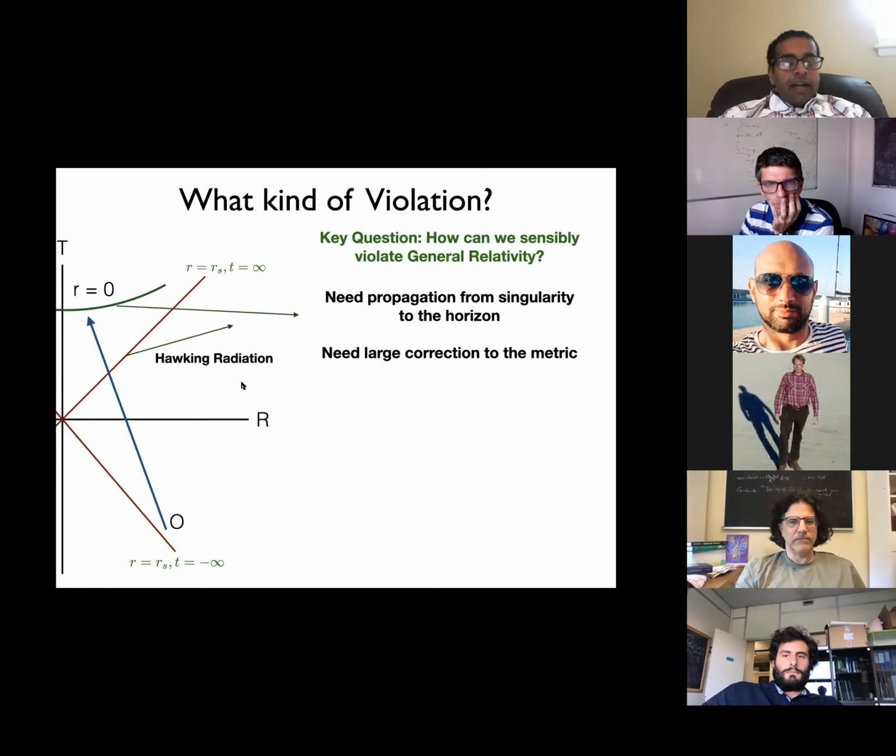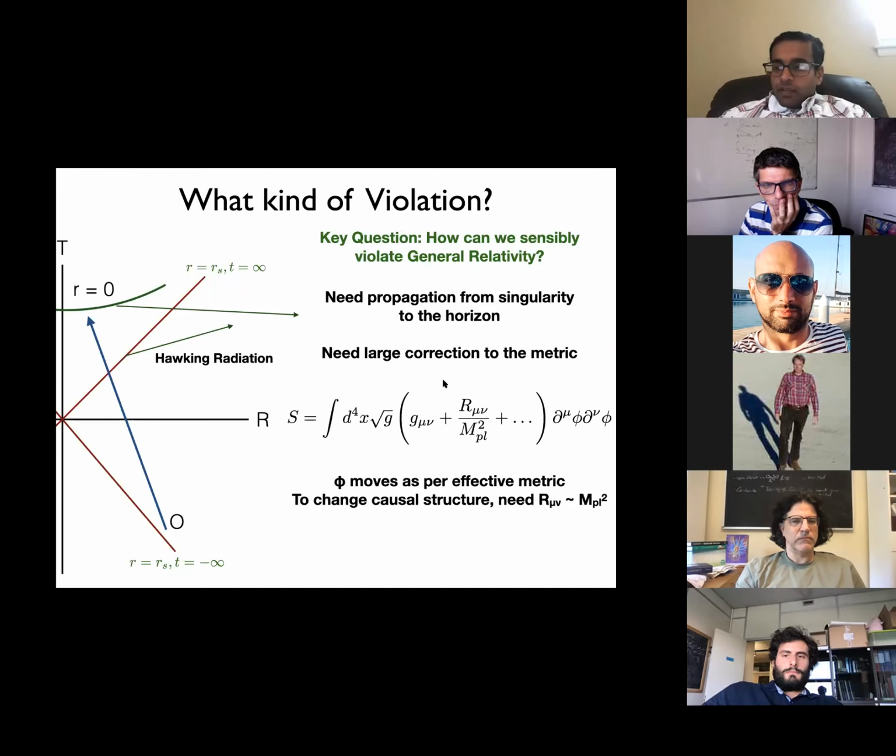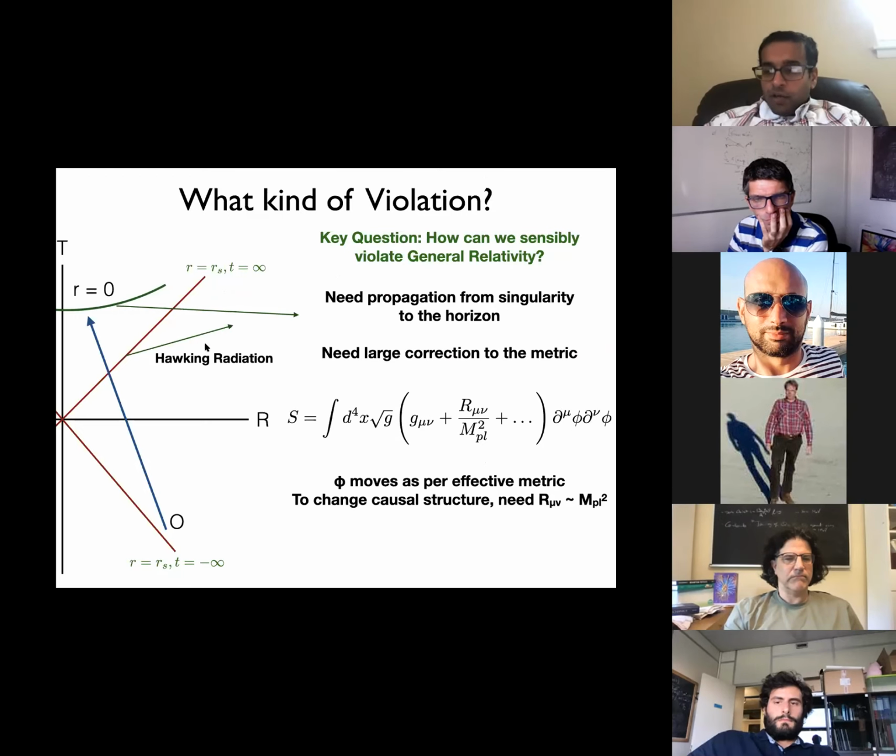So to propagate from the singularity to the horizon, I, of course, need a large correction to the metric. As long as the GR metric is correct, this is not going to happen. So let's think about how we can modify that. Let's take a scalar field phi that I want to move from the singularity to the horizon. Okay, how can I make the scalar field do all these crazy things that I want it to do?